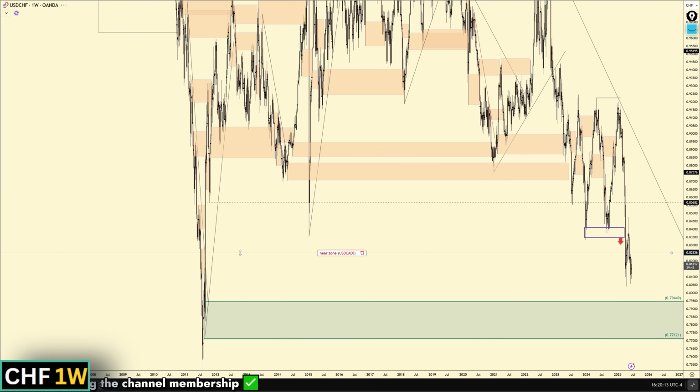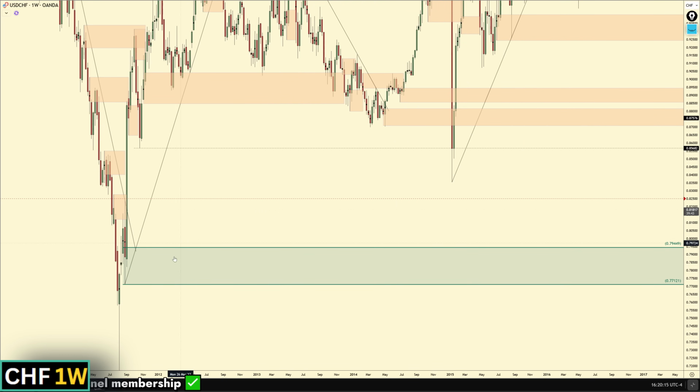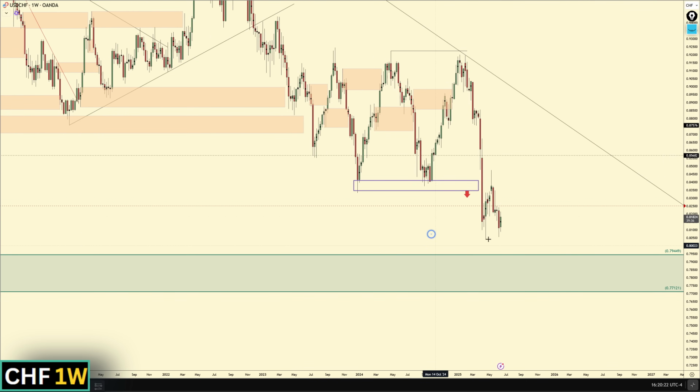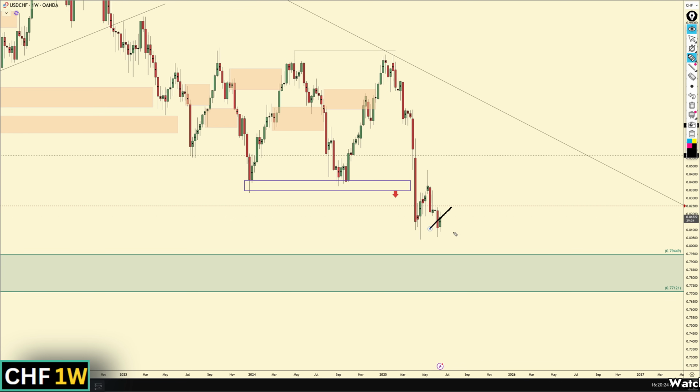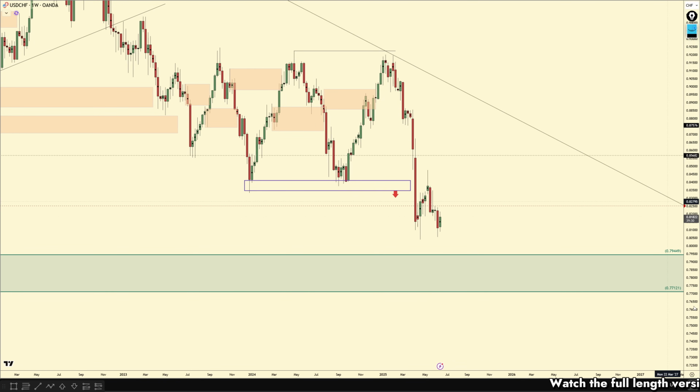Alrighty, on to the forecast. For the USD Swiss, we have a fresh area of weekly demand all the way back here. This was created many years ago, back in 2011, but it is a weekly demand that we could see kind of bottom out here and react. So we definitely still have profit margin to the downside.